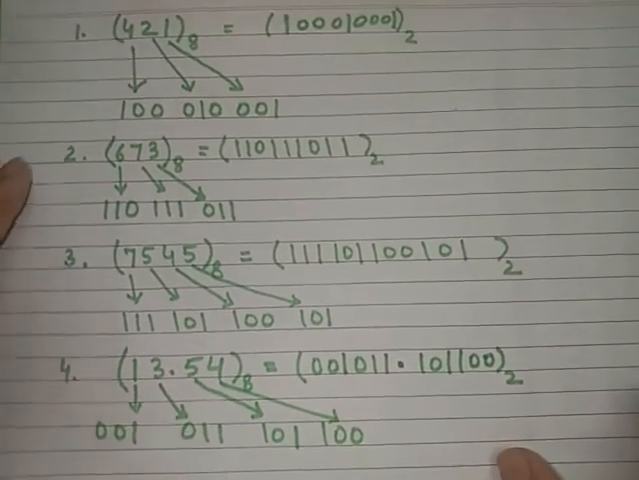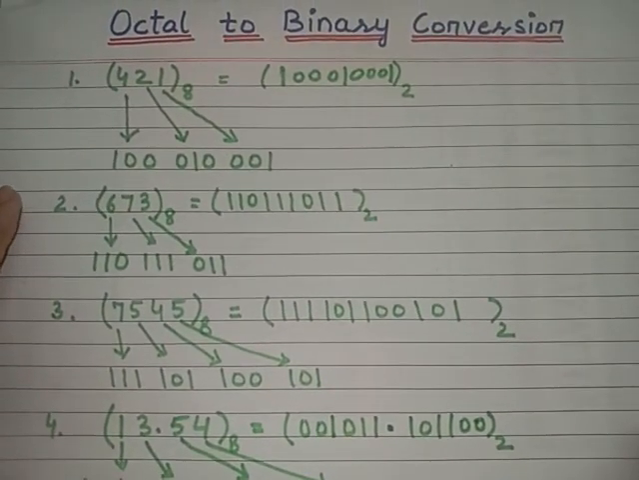So this is how you can convert an octal number to binary, and you can see this is a very easy and direct method of conversion.